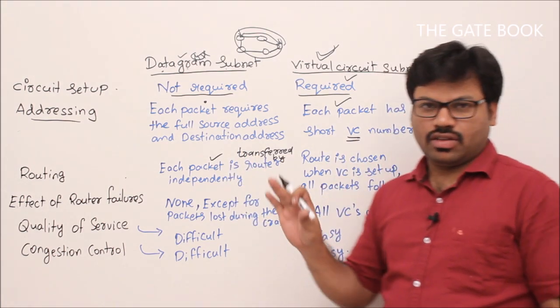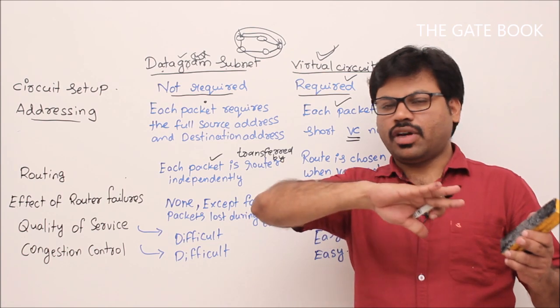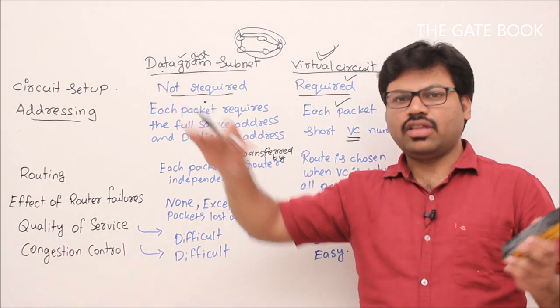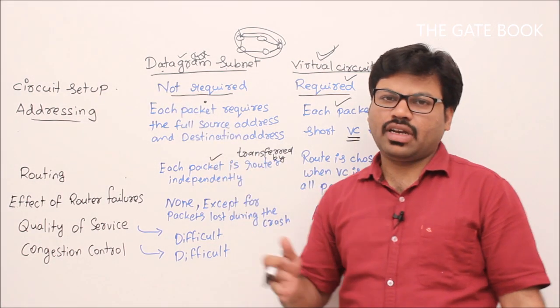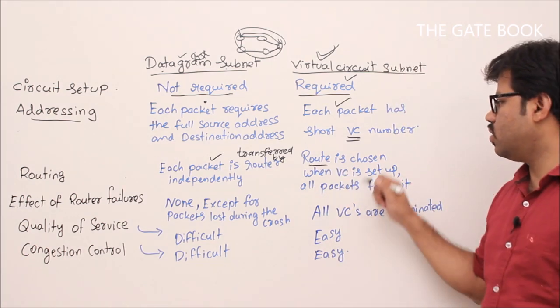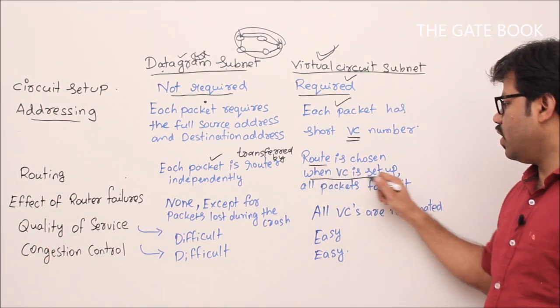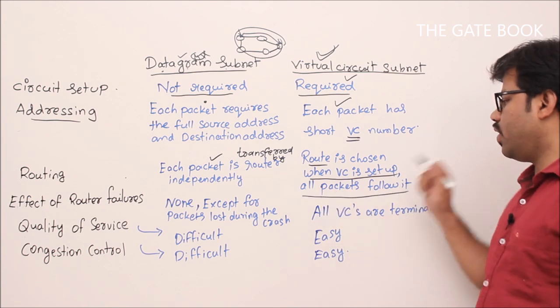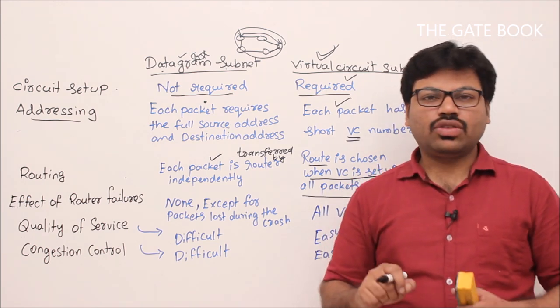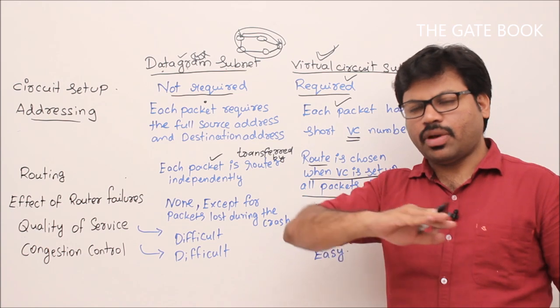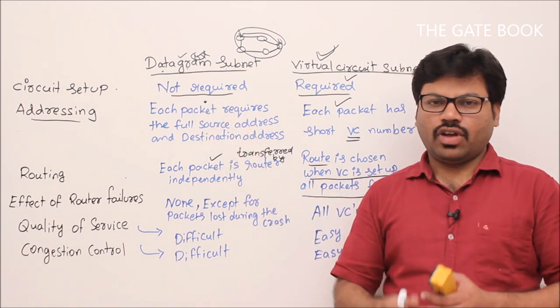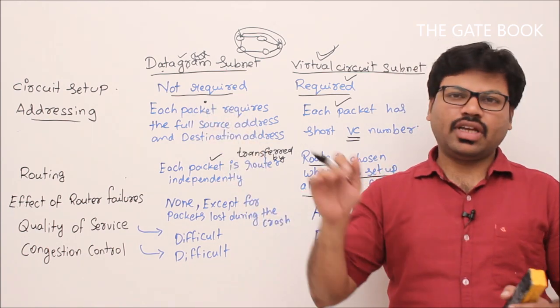Now in a virtual circuit subnet, we already know that we have a particular path, and only on that path will data be transferred. That's what I am saying here: the route is chosen when the VC is set up and all packets follow it. And remember one thing, don't assume that every packet will go on a different path. First of all, for a particular connection, one path will be established.